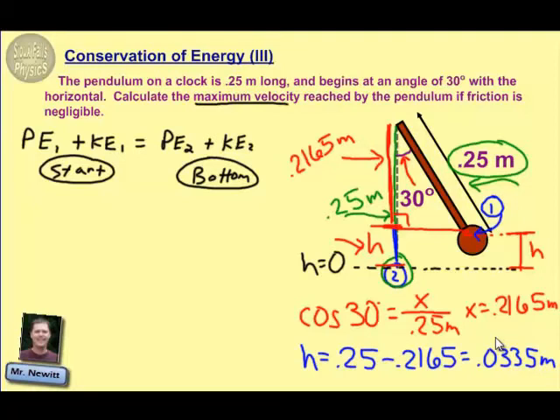I know sometimes in these problems we get kind of bogged down in a lot of other stuff. Remember, we are trying to figure out the maximum velocity that that pendulum has. So that's why we're going to use that bottom point.